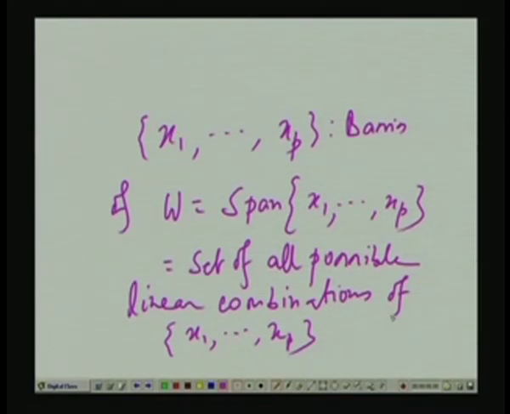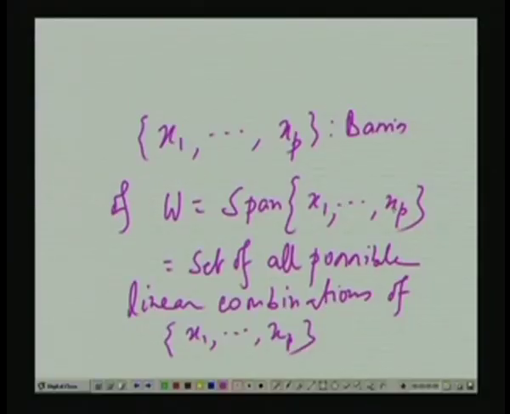You add them. Earlier maybe you had C1 x1 plus C2 x2 plus dot dot dot Cp xp, that is one element of W. Now you have D1 x1 plus D2 x2 plus dot dot dot Dp xp, that is another element of W. If you add them, you have within brackets (C1 plus D1) times x1 plus (C2 plus D2) times x2 plus dot dot dot, which is again another linear combination of these elements. So it must also belong to W, because I am considering the set of all possible linear combinations.